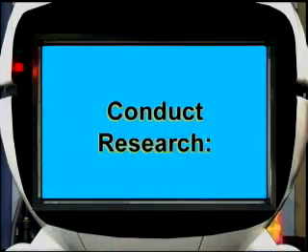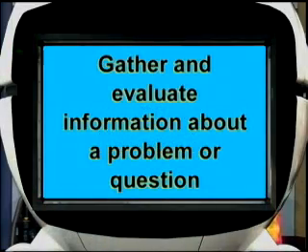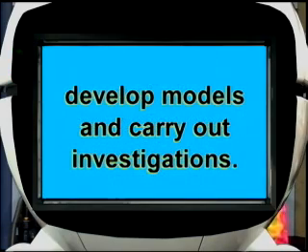Hey, Notron, what have you got for us today? Conduct research. Gather and evaluate information about a problem or question. Develop models and carry out investigations. So once engineers and scientists ask a question, they try to find out all that is known about the problem and then come up with an explanation from what they might think is the answer or solution to the problem. What's next, Notron?